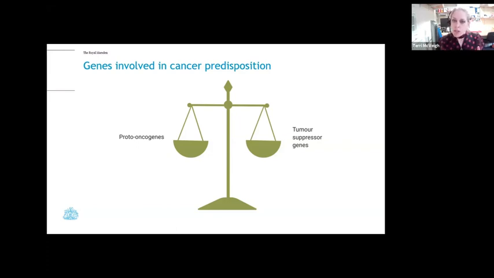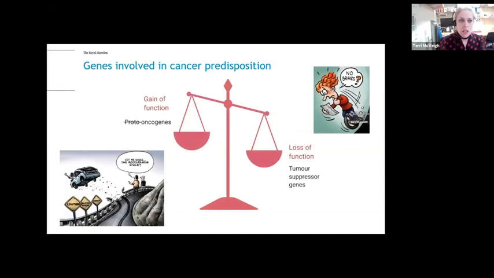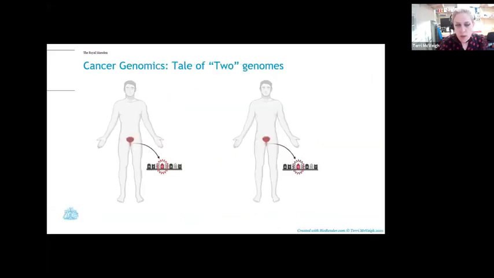Tumor suppressor genes, on the other hand, work to inhibit replication and proliferation of damaged cells, and they do that by controlling the cell cycle and initiating DNA repair as and when required. It follows that loss of function variants in such genes are oncogenic. I always think about the proto-oncogenes as the accelerators and the tumor suppressor genes as the brakes. If your accelerators aren't working or if your brakes aren't working, it can be equally deleterious. So that balance is disrupted, and that's what prompts cancer to develop.